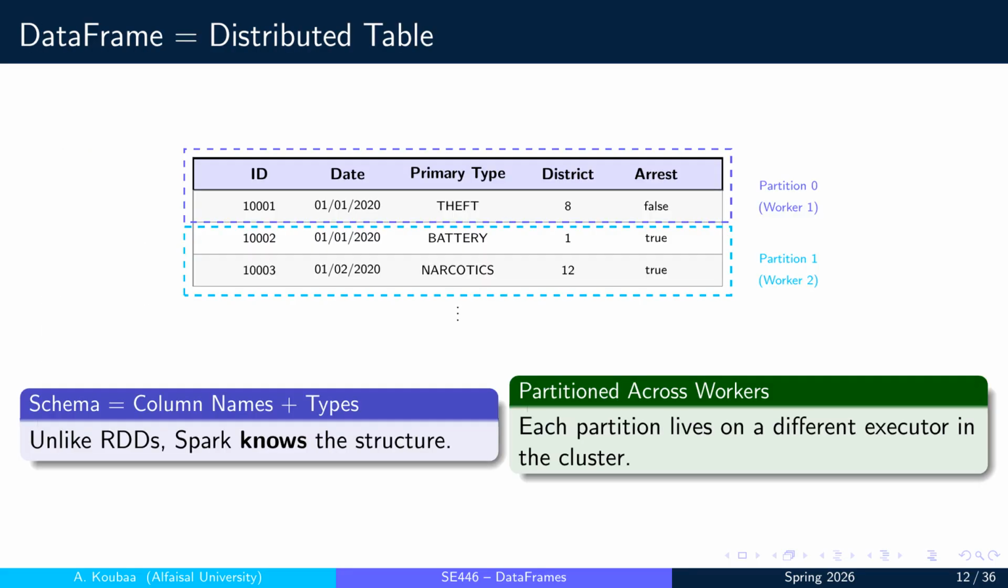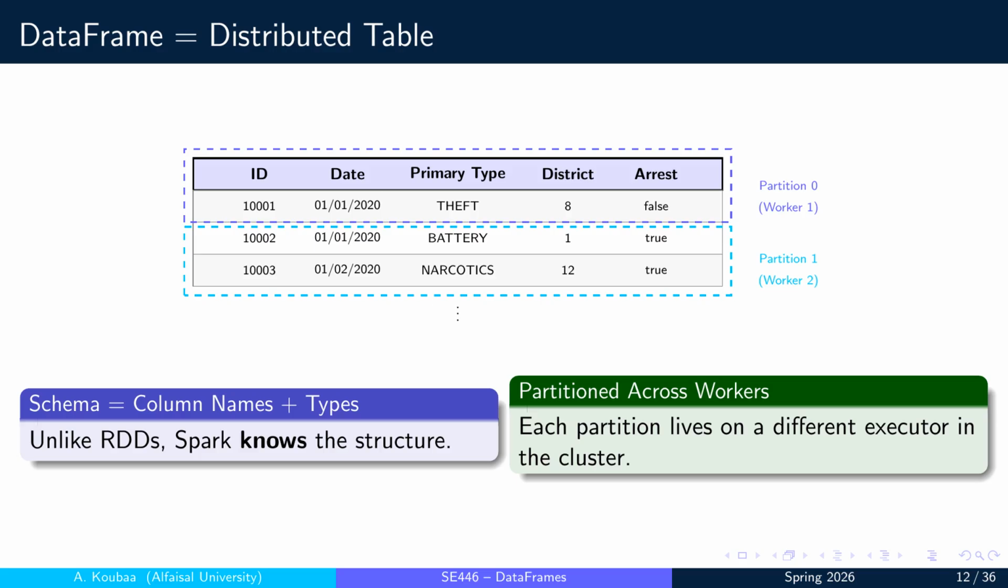So after inspecting the schema and the first few rows of our data, it is crucial to understand what the data frame truly is at a conceptual level. Let us look at this diagram. On the left, you see the logical representation of a data frame. It looks exactly like a table you would find in a relational database, or more familiarly, a pandas data frame in Python, with named columns and rows.